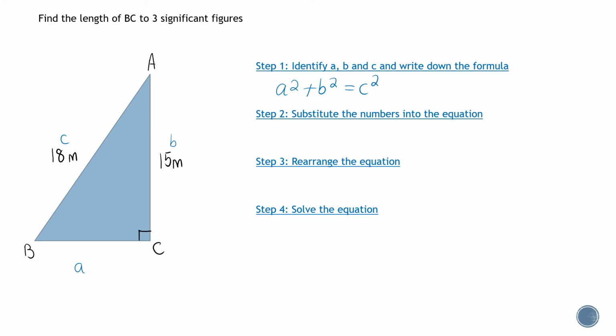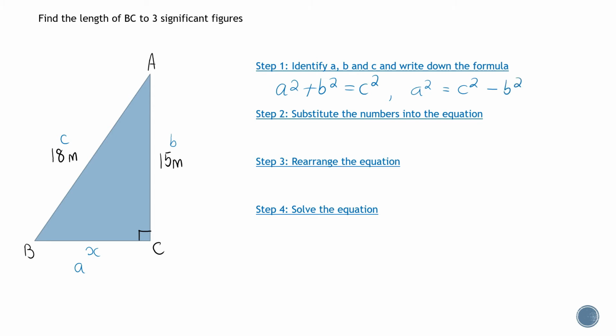Now we can also see here they've already given us C squared. So we're going to have to rearrange the equation. You can either do this now or later once you've substituted the numbers, but I'm going to do it now. In order to get A squared by itself, which is what we want because A is X, we don't know how long it is, you have to take away B squared from both sides. So it would be A squared equals C squared minus B squared.